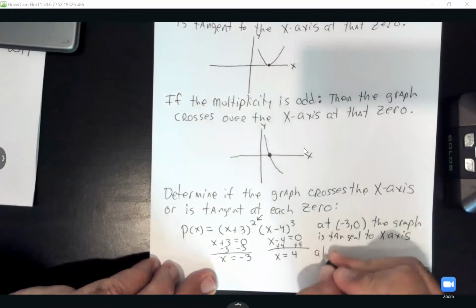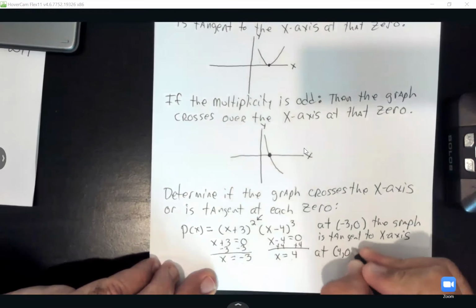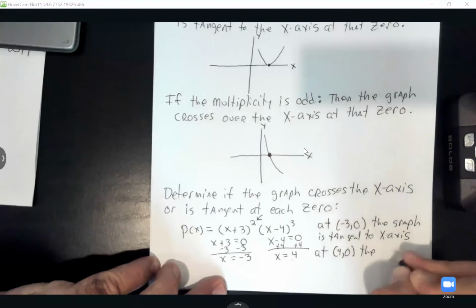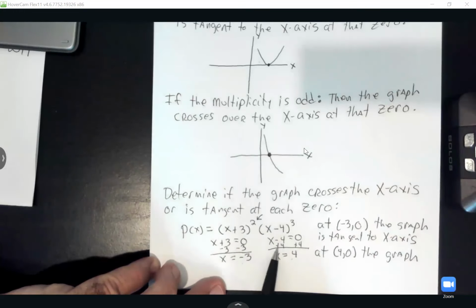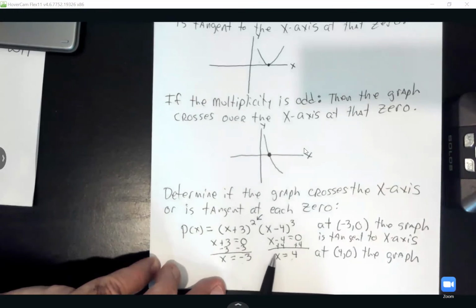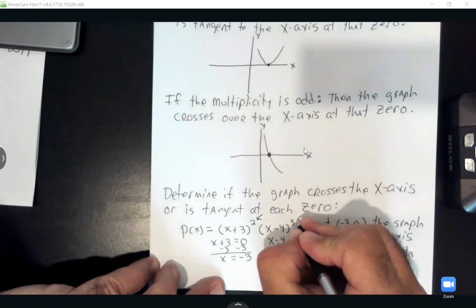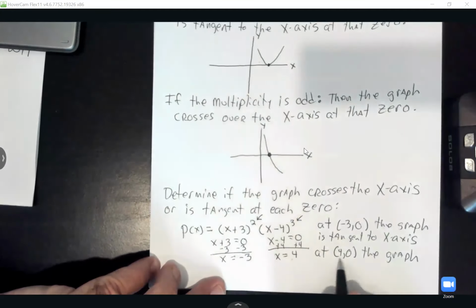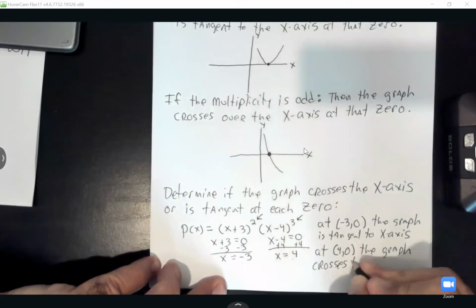What about at the point, my second 0, so that would be 4, 0. At this point, 4, 0, is the graph tangent or is it going to be crossing right over it? Crosses over, because that is an odd exponent. So at this point, the graph crosses the x-axis.